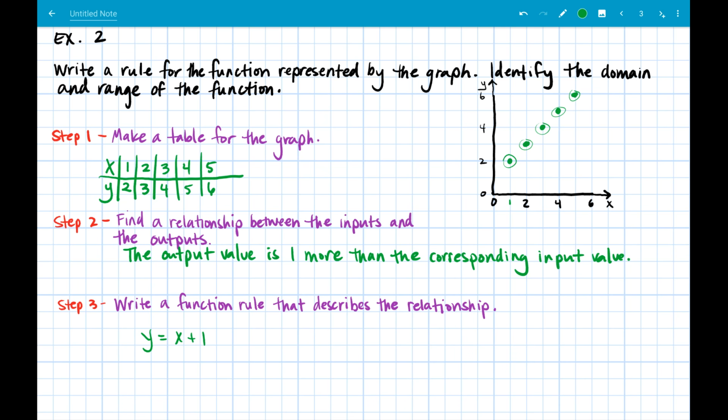So that's my function rule, or the equation that would represent this function, would just be y equals x plus 1. Because again, each of my output values is just one more than what my input value was. So hopefully that helps clarify how you would use tables to represent functions and graphs.